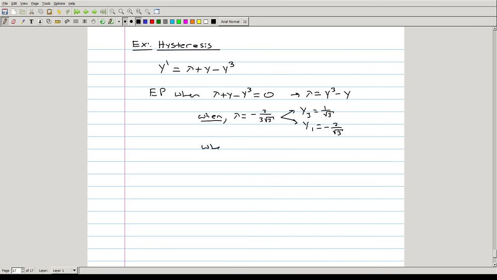And when lambda is equal to 2 over 3 times the square root of 3, we have two other solutions. y2 is equal to negative 1 over the square root of 3, and y4 is equal to 2 over the square root of 3.